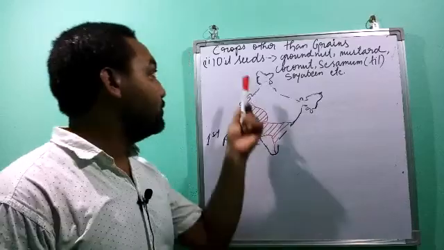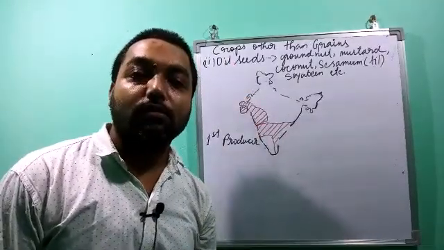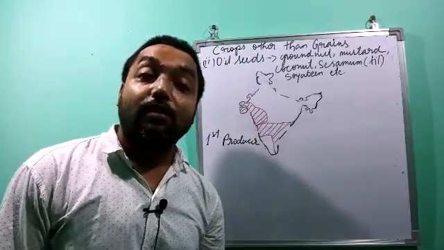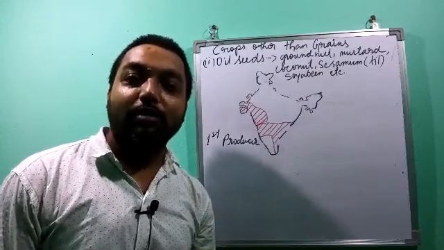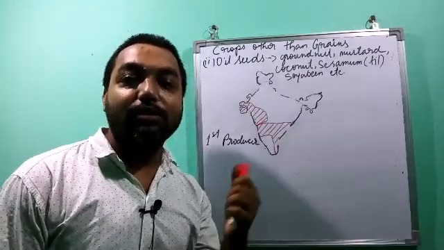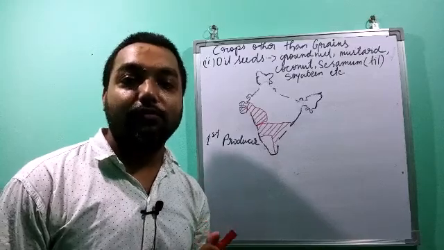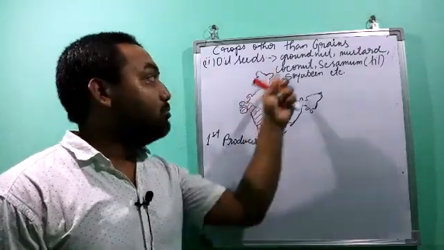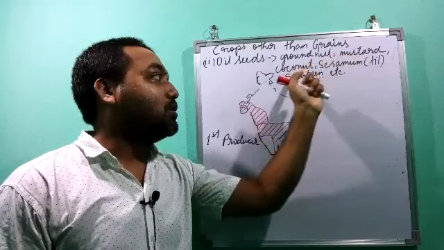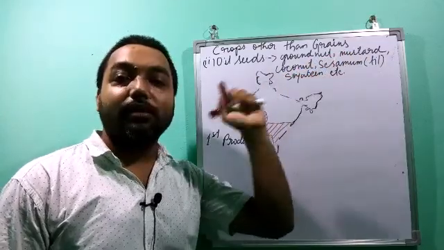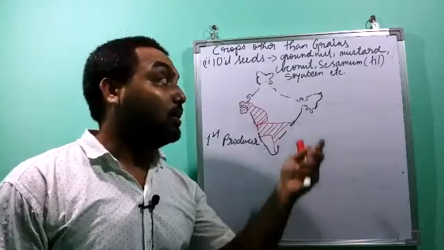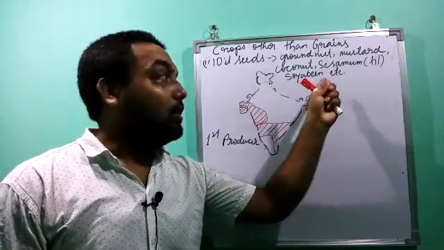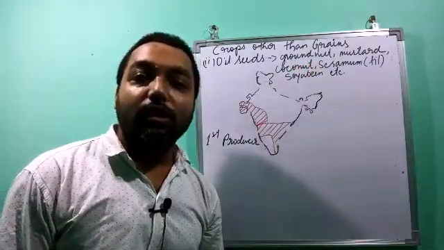Next, let us move to the other crop, that is oilseed. Oilseeds are a very important type of crop grown in India, because edible oil is used for different purposes. The important oilseeds are groundnut, mustard, coconut, sesame, then soybean. Apart from this, there are others also, like sunflower. These are the important oilseeds that are grown in India.